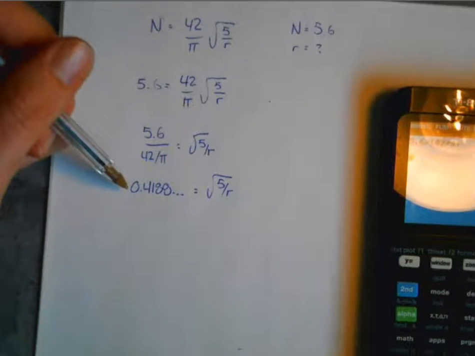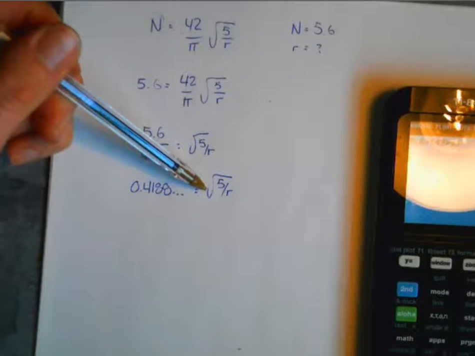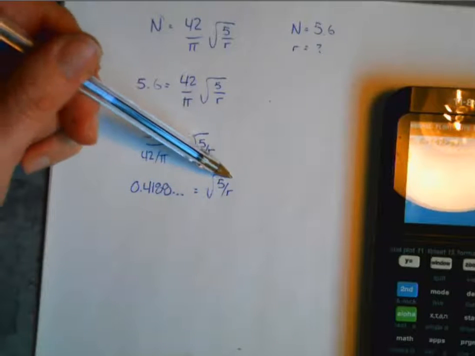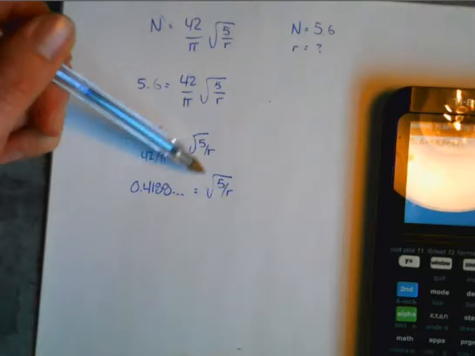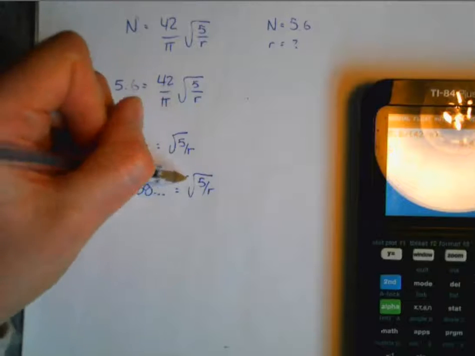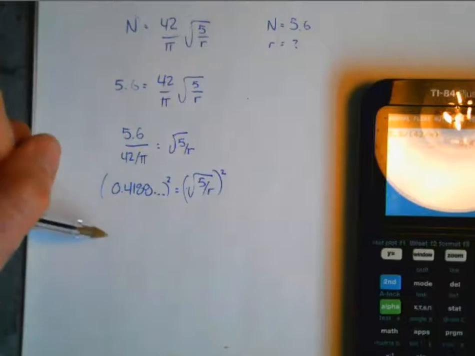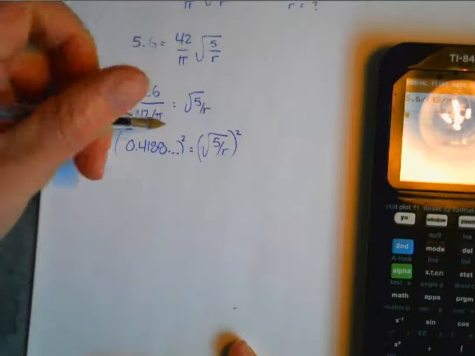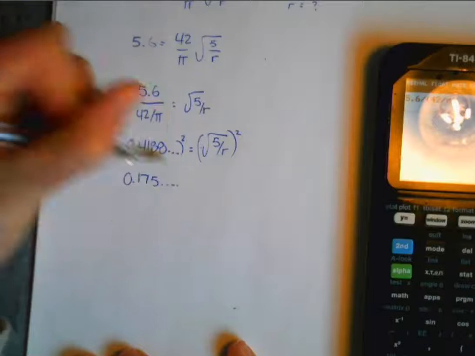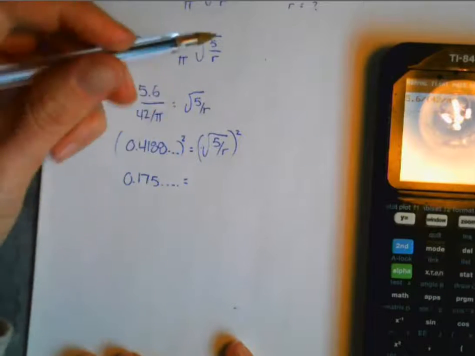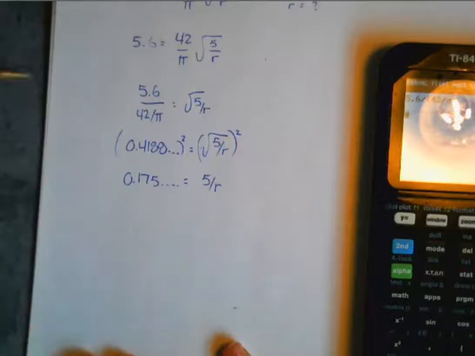Okay, so the next thing that I need to get rid of in order to get to this r, you can't ever solve for a variable if it's being squared or square rooted. So just like if it was being squared, you would square root it, we want to do the opposite thing to get rid of this square root, which is to square it. So we want to take this whole thing and square it. And if we do that to one side, we have to do it to the other. So 0.4188 squared gives us 0.175, something like that. And that's going to be equal to, now because we squared our square root, we're left with just 5 over r.